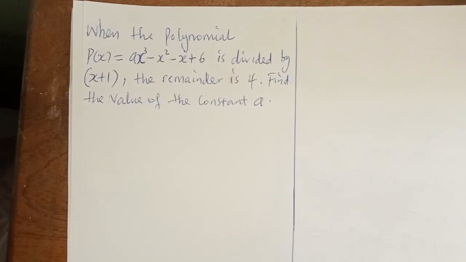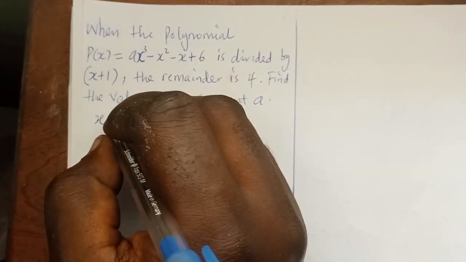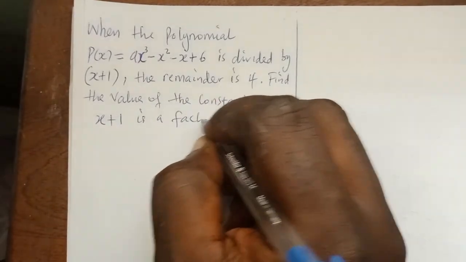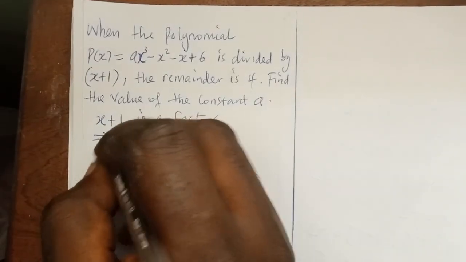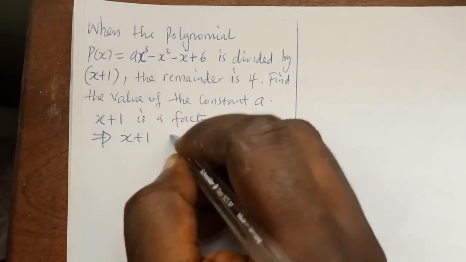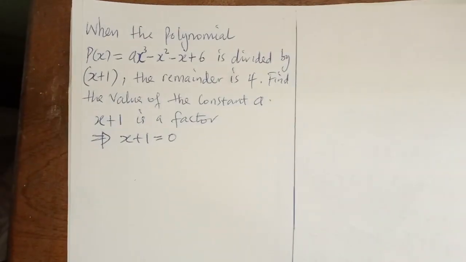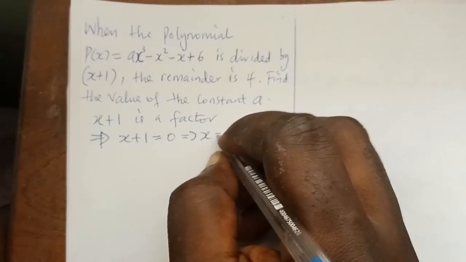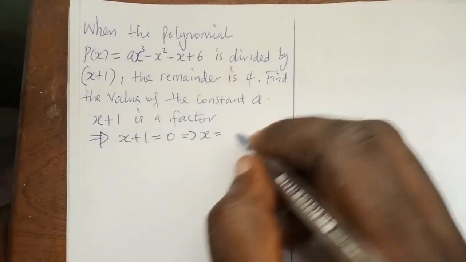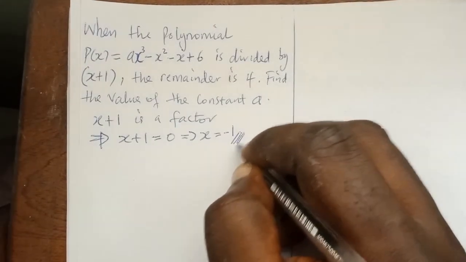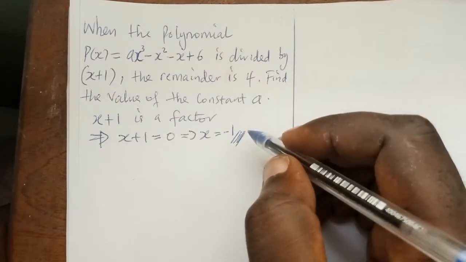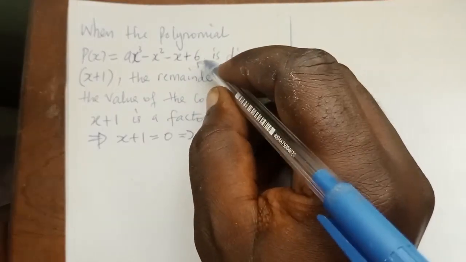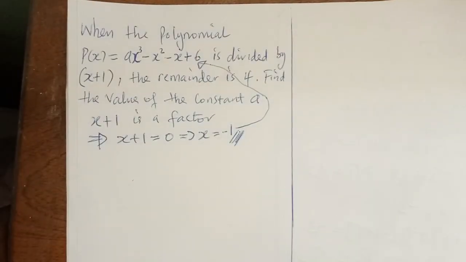In other words, x plus 1 is a factor. This therefore implies that x plus 1 must be equal to 0. If x plus 1 must be equal to 0, it still implies that x will be equal to, if we carry this 1 to the other side, minus 1. This is the value of x. We are going to use this x that we have gotten and insert it inside of this expression here so that we can easily get the value of a.